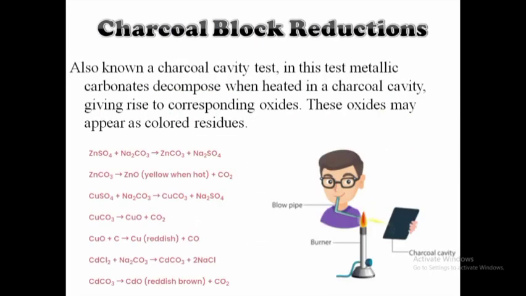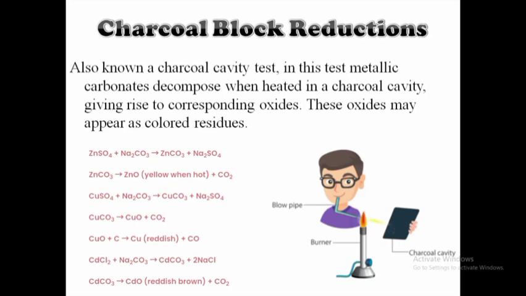The charcoal cavity test or charcoal block reduction test. The cation is converted into metal carbonate in a charcoal cavity, which decomposes on heating to metal oxide or even to the metallic state. The cation present can be detected from the color of the bead or residue left in the cavity. Now, this residue is called incrustation. I uploaded a video also on how the charcoal cavity test is done.